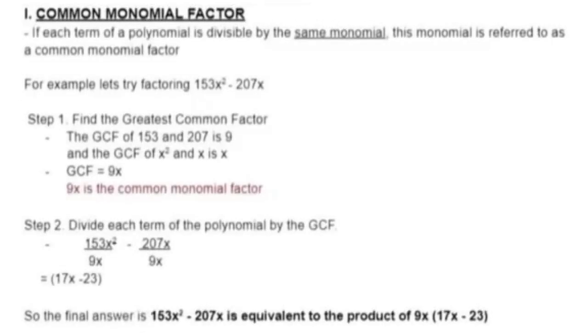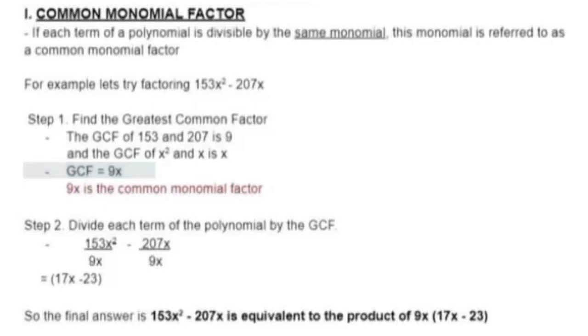Of course, we must not forget about common monomial factor. If each term of a polynomial is divisible by the same monomial, this monomial is referred to as a common monomial factor. For example, let's try factoring 153x squared minus 207x. Step 1 is to find the greatest common factor. The GCF of 153 and 207 is 9, and the GCF of x squared and x is x. All in all, the GCF is equal to 9x.